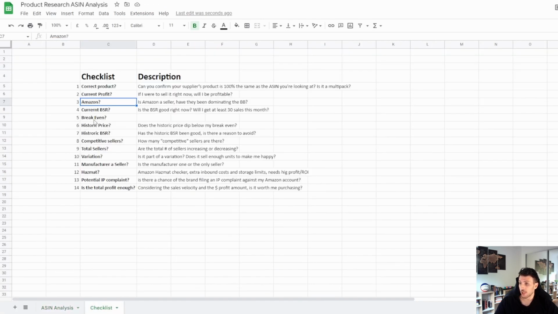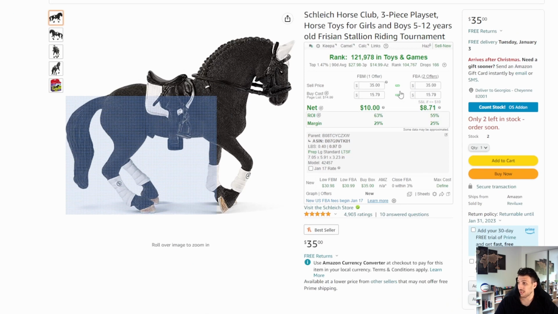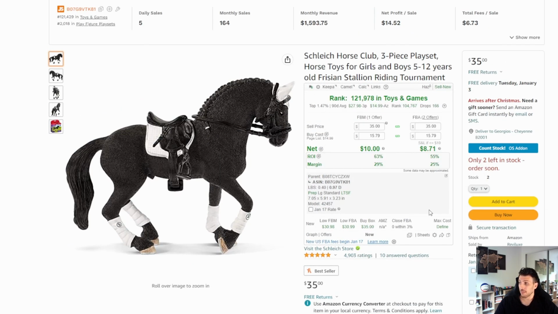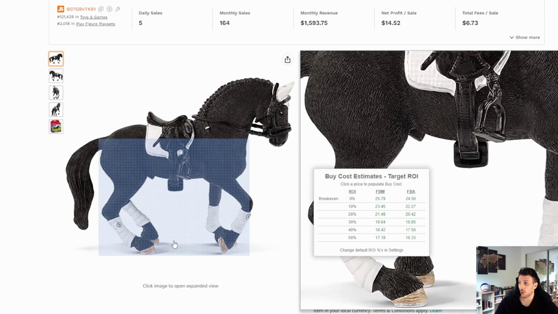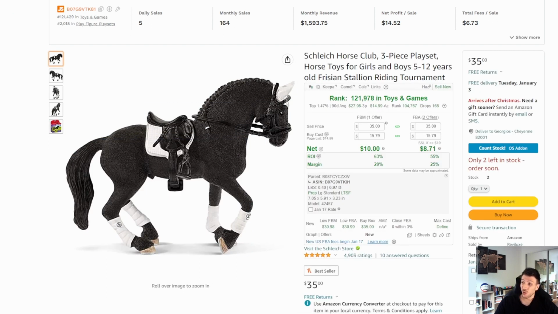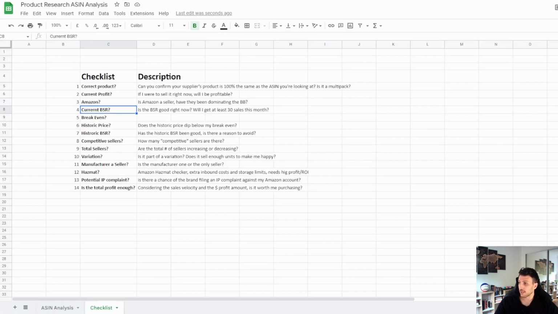So after Amazon, we basically looked at the BSR, which is not too good. It's 121,000 in toys and games. Obviously we're nearing Christmas now, so it's going to be selling quite well now, but after that, it'll probably slow down in sales. So that's definitely something you've got to consider when buying a product. The break even, we calculated at $24.75. We just compared the historic price with the break even. So it seems to only drop when Amazon jumps on the listing for a few days.